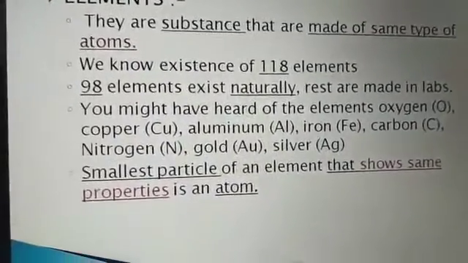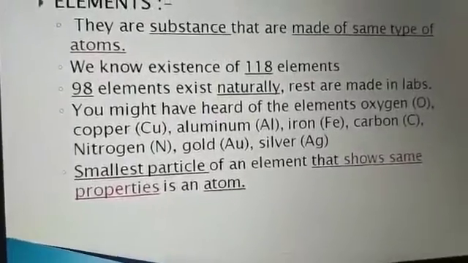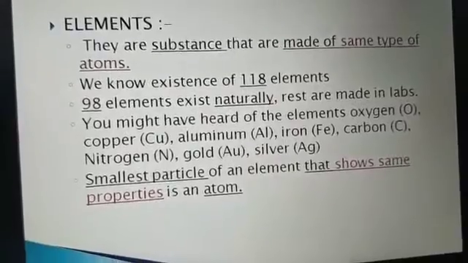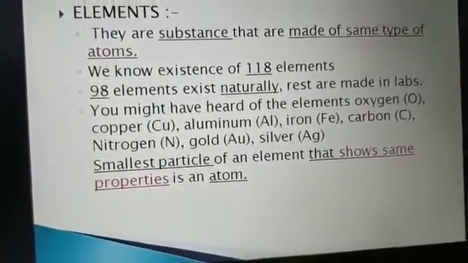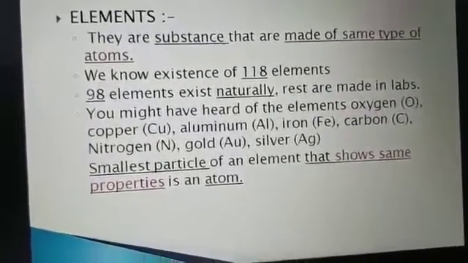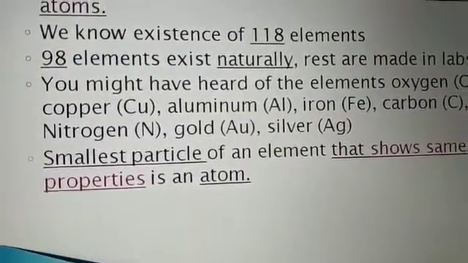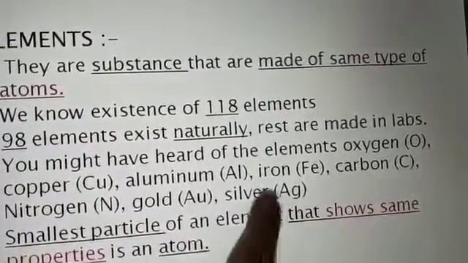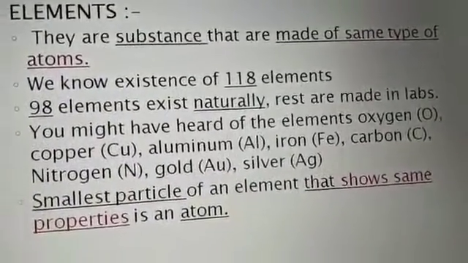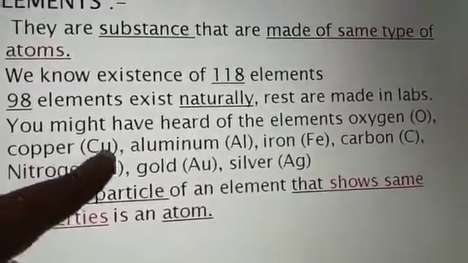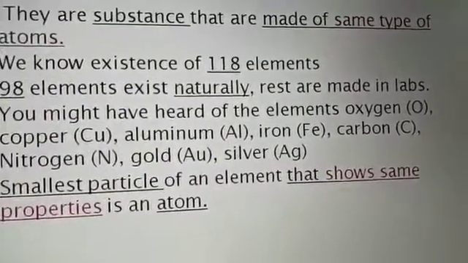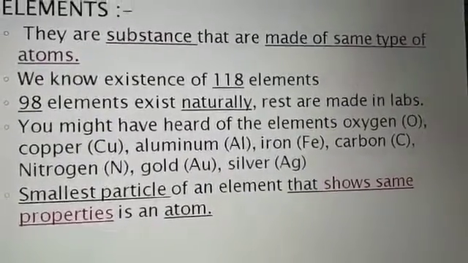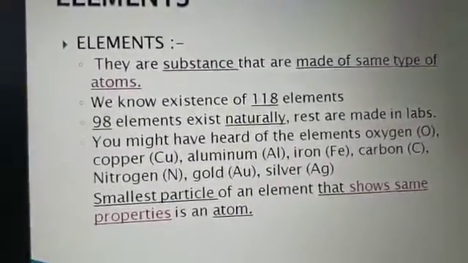Okay. Now some elements that you would have heard are oxygen, copper, aluminium, iron, carbon, nitrogen, gold and silver. So these are all examples of elements. Now if you see carefully, सबके आगे मैंने ब्रैकेट में छोटे छोटे 2 अल्फाबेट्स या 1 अल्फाबेट्स का सिंबल यूज किया है. These are called symbols because not everywhere can you write such a big spelling. So for oxygen we use the symbol O, copper Cu, aluminium Al and so on. So these are called symbols.